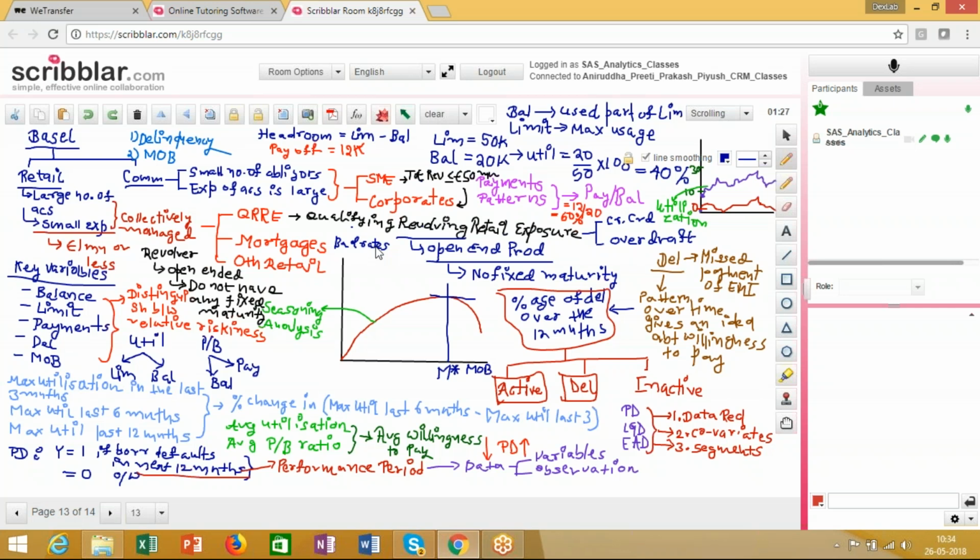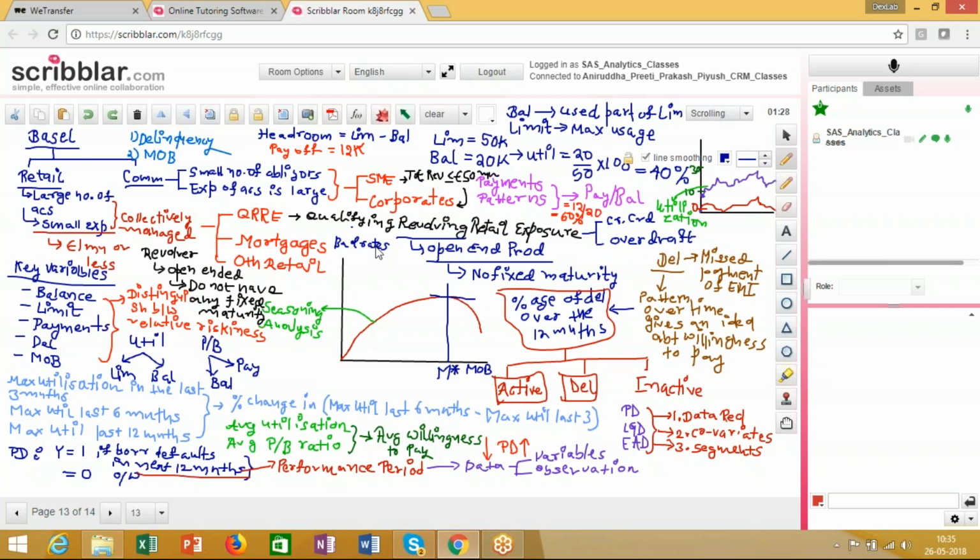Now it is called an open-ended product, open-ended lending, because you do not have a very definite time period to pay it back. There is no definite maturity. So once you pay back the revolver credit to the bank, then your limit gets freed up, and you can again use that credit for sale. There is credit card, then there is overdraft. Similar is the case for overdrafts as well.